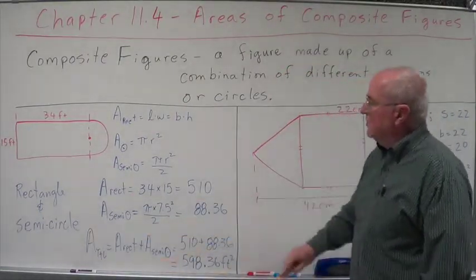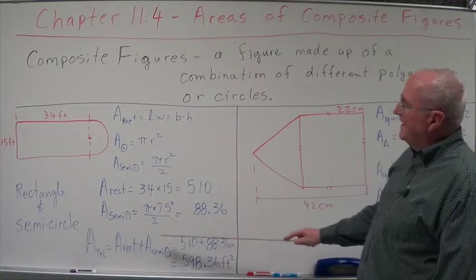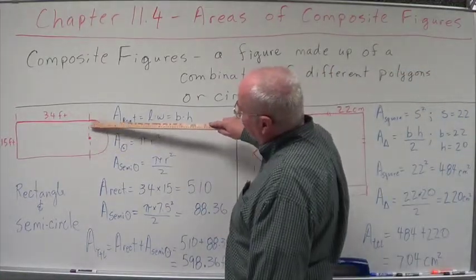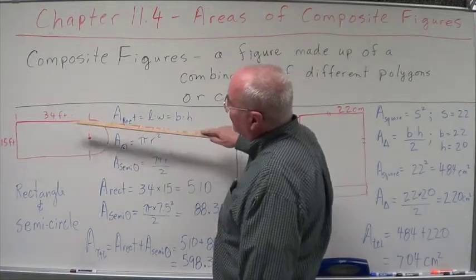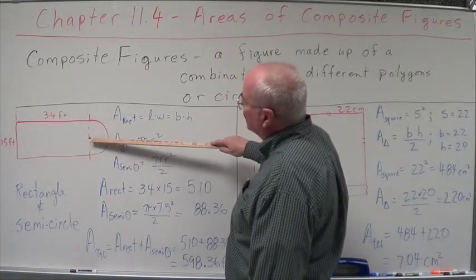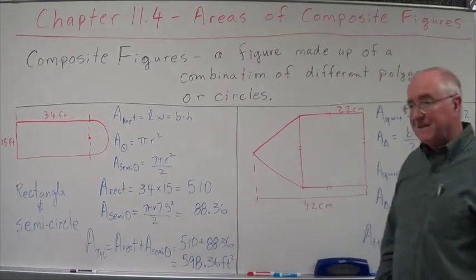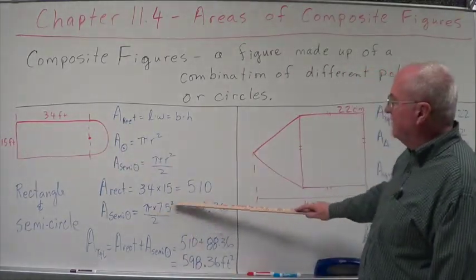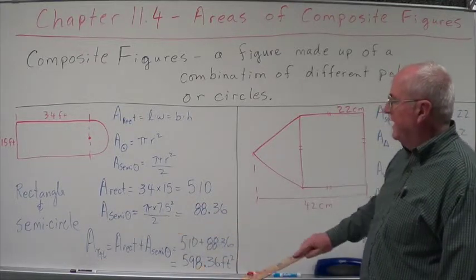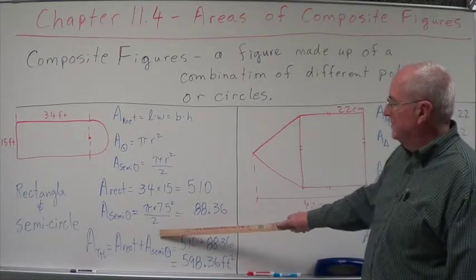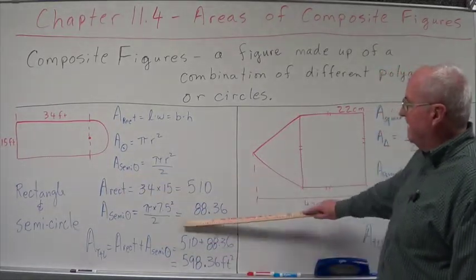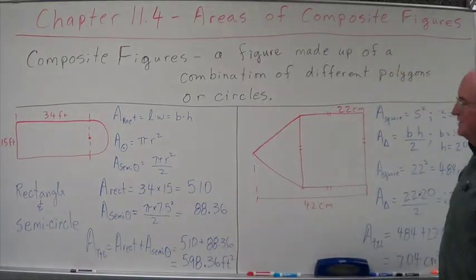The area of the semicircle is going to be pi times the radius squared. Well, what's the radius? Well, the radius is from here to here. Well, we know that the entire length of that from here to here is 15. So what's the radius? Radius is diameter divided by 2. 15 is the diameter, so we've got 7.5 squared, and then we divide that by 2. Why do we divide it by 2? Because we want the semicircle. And when we do that, we get 88.36.